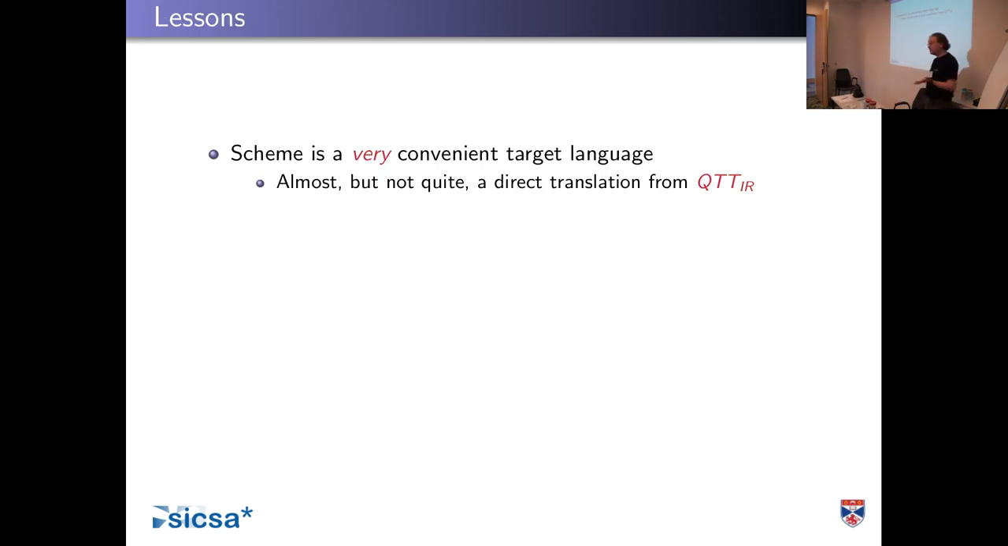Just a few lessons. Scheme is a really convenient target language. I was really pleased with how well this worked out. I was expecting it to be just a stopgap, but then it was faster than the Idris 1 runtime, so I thought, well, I'm not going to spend weeks implementing a thing that's going to be slower than the thing I've already got. That would be ridiculous. It's really convenient. Almost, not quite, a direct translation from the IR that we have.